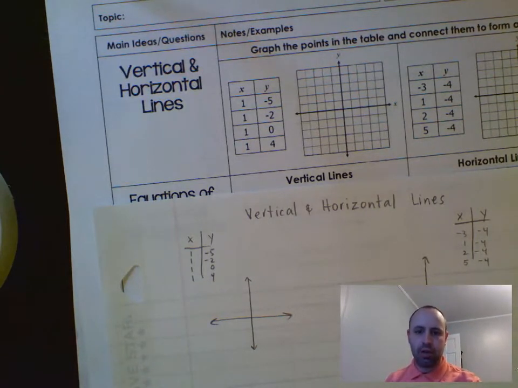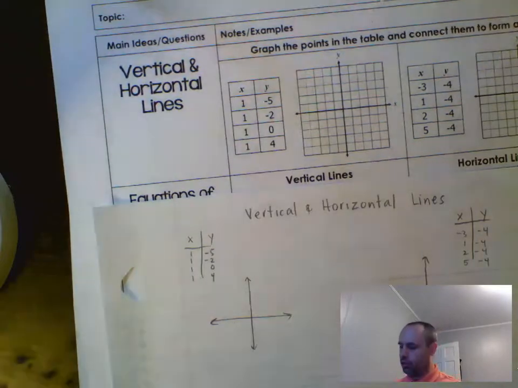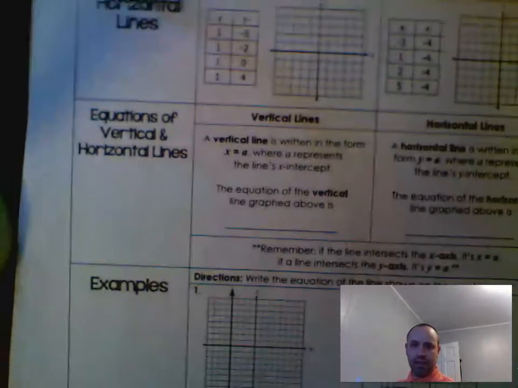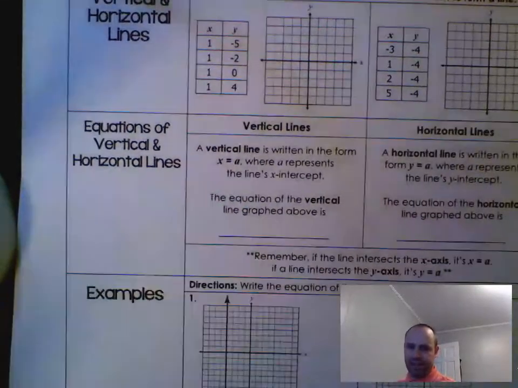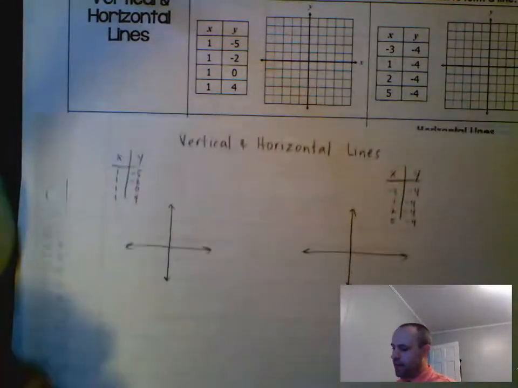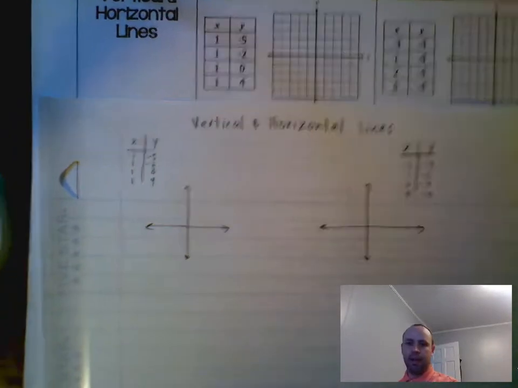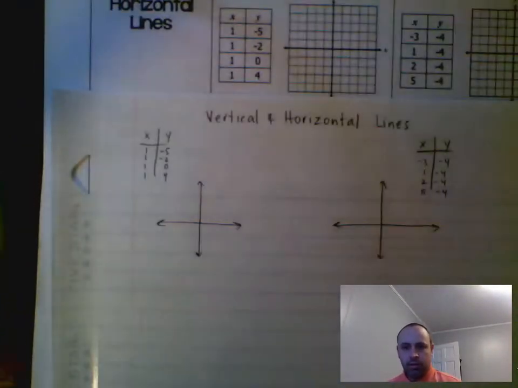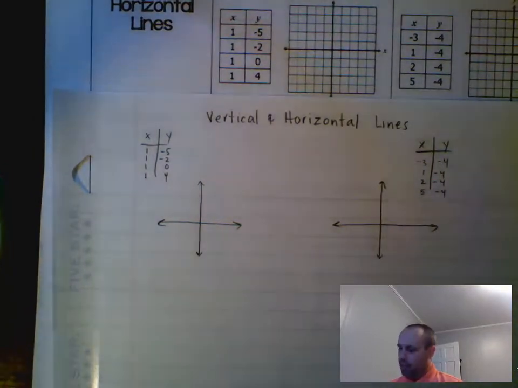Okay, so we're going to be talking about horizontal and vertical lines. This worksheet. Now, if you have the worksheet, you'll know what to fill in. But let's imagine you don't have the worksheet. Then go ahead and pause the video. Make sure you write these down. Once you have these down, these are two examples.